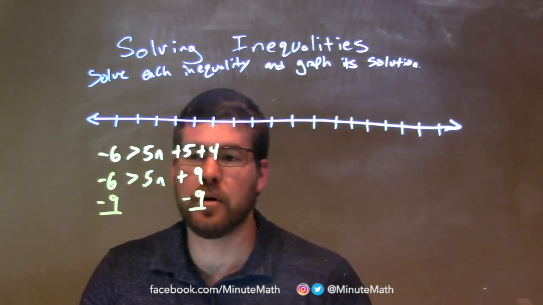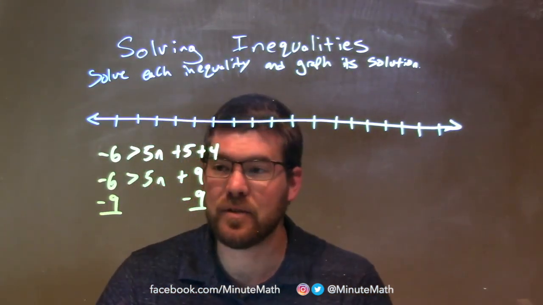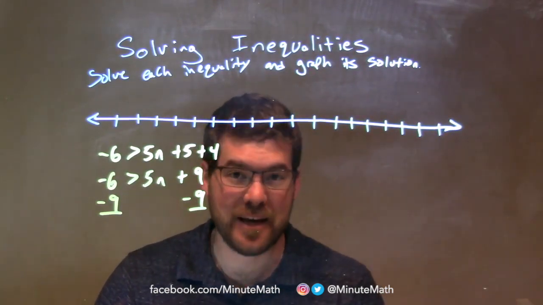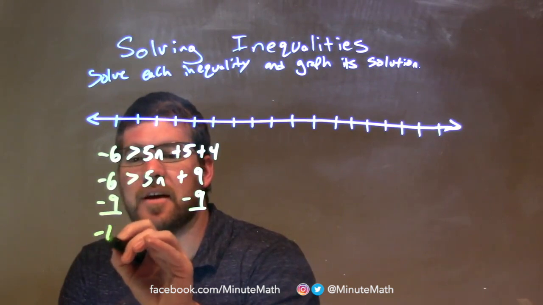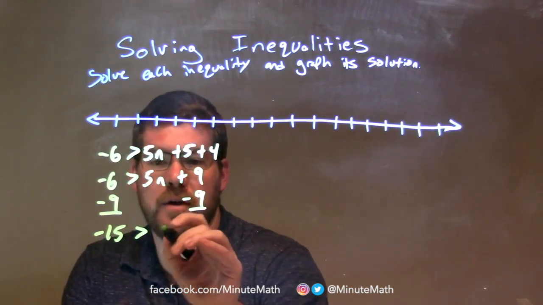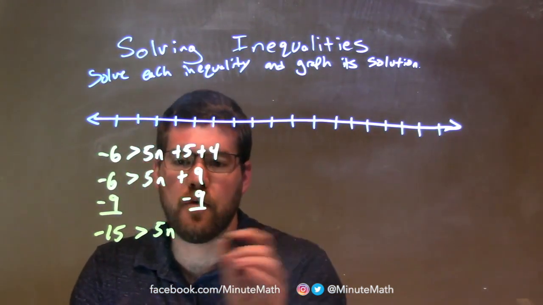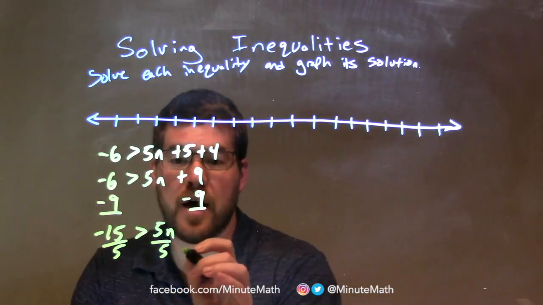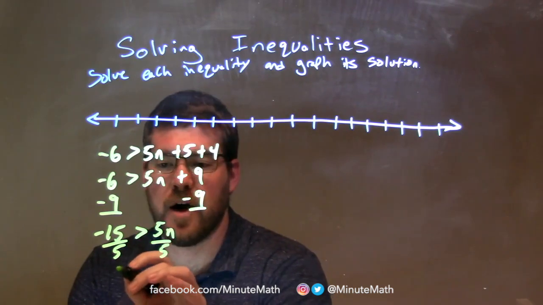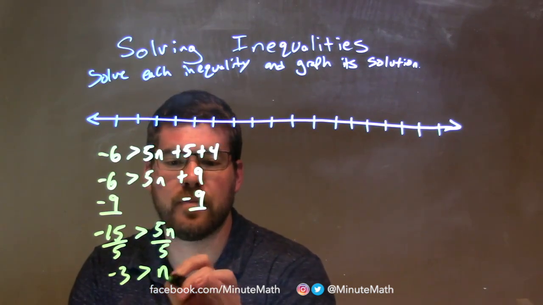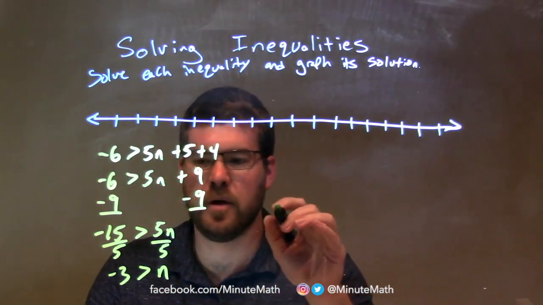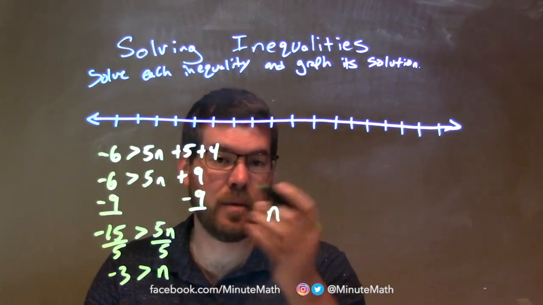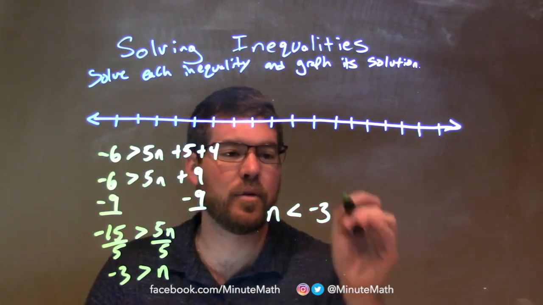And I'm left now, on the left-hand side, -6 minus a 9. Same thing as -15, right? So we have -15 right here is greater than 5n. From there, divide by 5 to both sides. Okay? And I'm left with n by itself, so -15 divided by 5 is -3 is greater than n. So I can rewrite that up here to be n is, well, -3 is greater than n. That means n is less than -3.